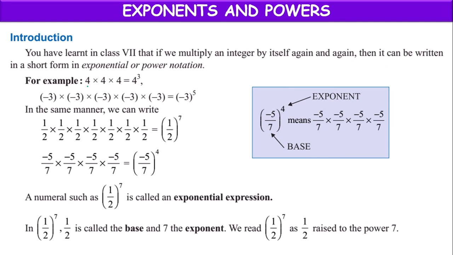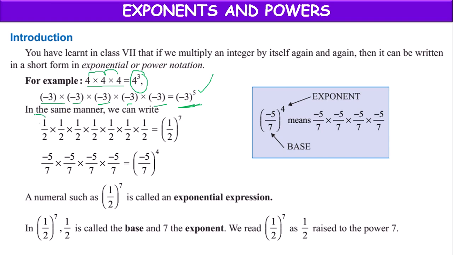So for example, 4 into 4 into 4. We have multiplied the same number 4 three times. So the shortcut is 4 cube, 4 to the power of 3. Or minus 3 into minus 3 into minus 3, and so on. The same number we are multiplying 5 times, so it is minus 3 whole power 5.